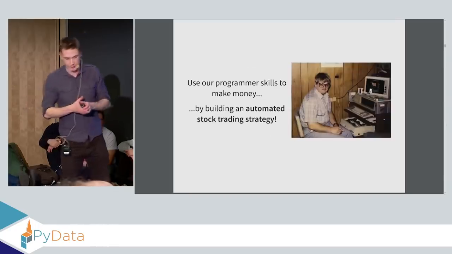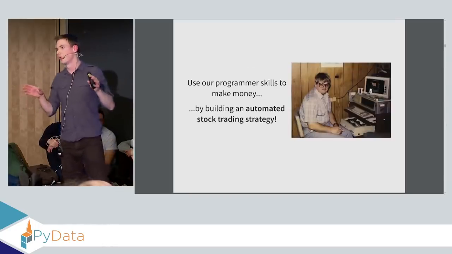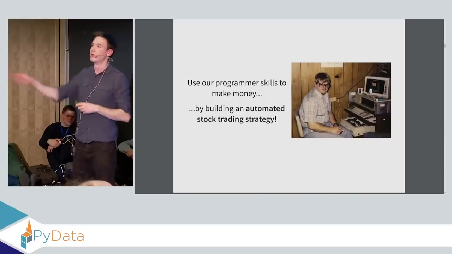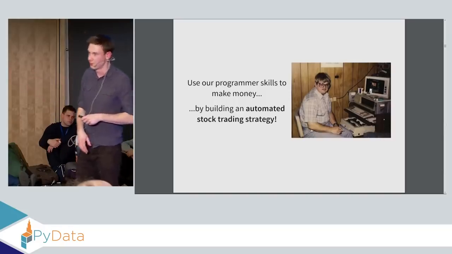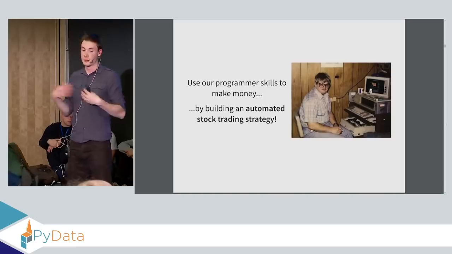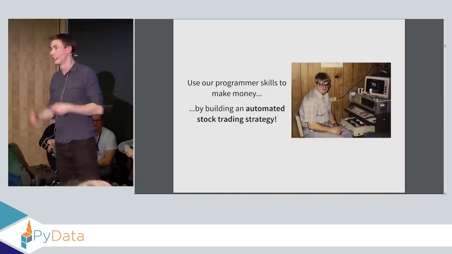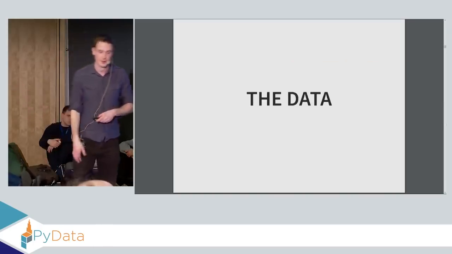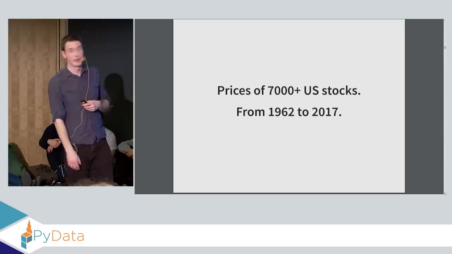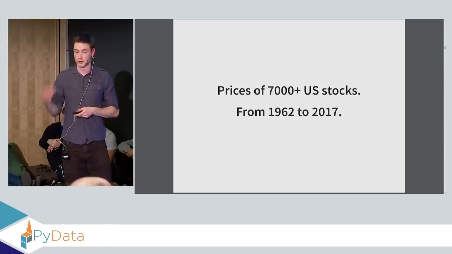So let's do it. Let's make some cash. We're tired of working for the man. We're tired of slaving away in a company as just a corporate software developer. So we've decided we're going to use our skills to build an automated trading strategy and make ourselves a lot of money. The data we're going to use is a publicly available data set of 7,000 plus US stocks.